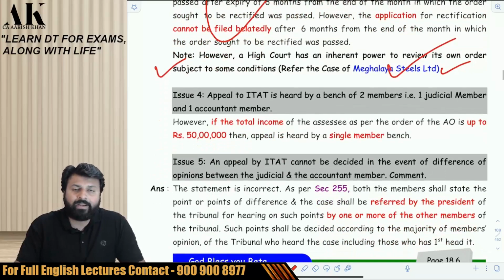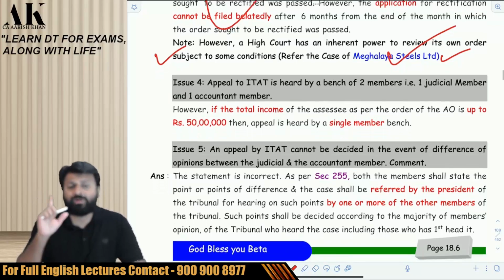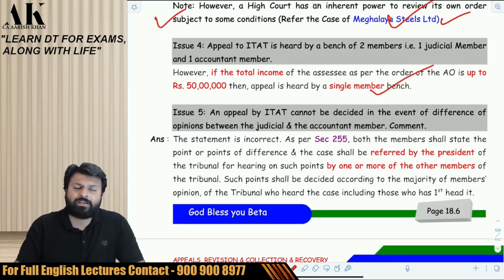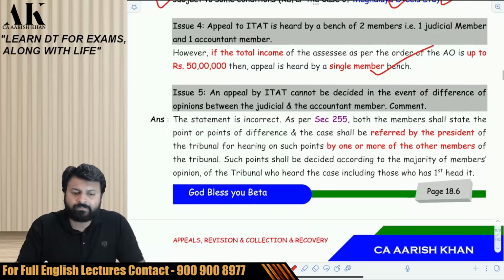Okay. Next, how many members are there in ITAT? How many judges in ITAT? Generally, there are 2 judges. One is a judicial member, one is an accountant member. The judicial member is a lawyer, the accountant member is a chartered accountant. But if the assessee's total income is up to 50 lakhs, then there will be only one judge, that is the judicial member. So if the matter is up to 50 lakhs, there is only a single bench judge. If the matter is more than 50 lakhs, then there will be a 2 member bench. Okay. Next.